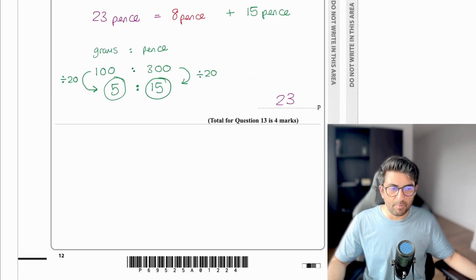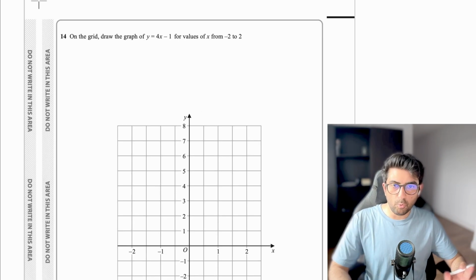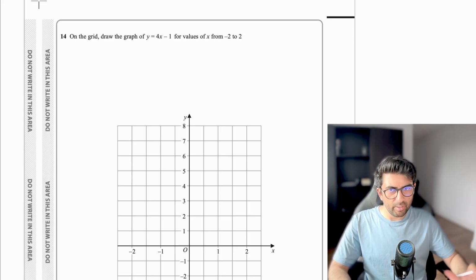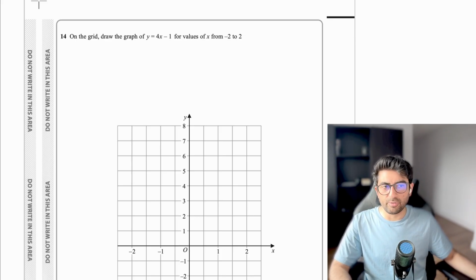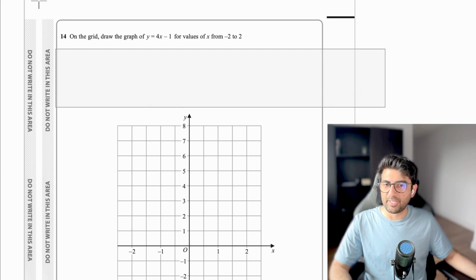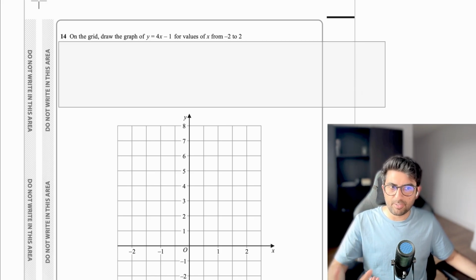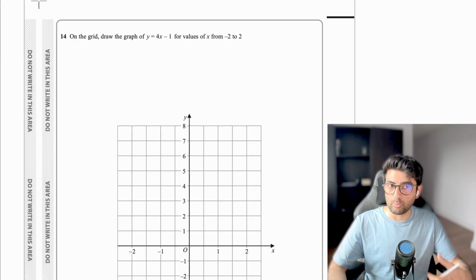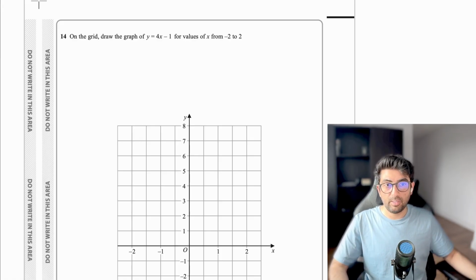Okay, let's keep going. Question 14 says, on the grid, draw a graph of y equals 4x minus 1 for the values of x from -2 to 2. Now looking at this, I believe they want us to draw a table in this area here. They've given us all this space to draw a table. Now, to be honest, we don't actually need a table to draw this graph.